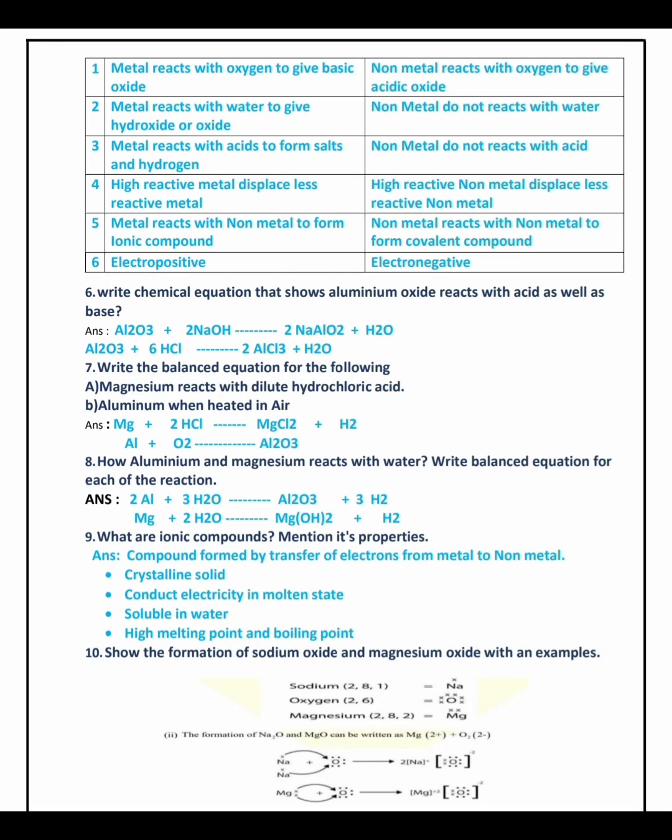In the next question, write the chemical equation that shows aluminium oxide reacts with the acid as well as base. The next, write the balanced equation for the following: magnesium reacts with dilute HCl, and aluminium when heated in air. Eighth question, how do aluminium and magnesium react with water? Write the balanced equation for each of the reactions.